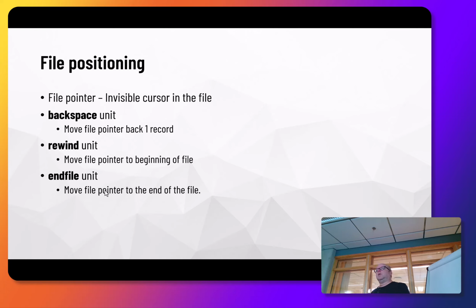So when you have written a file and you read it back, you want to move around in the file. You can do that using these statements here. You have backspace that will move a cursor in the file one step back. Rewind will go back to the beginning, and endfile will move the pointer to the end of the file. So a file pointer is an invisible cursor in your file.